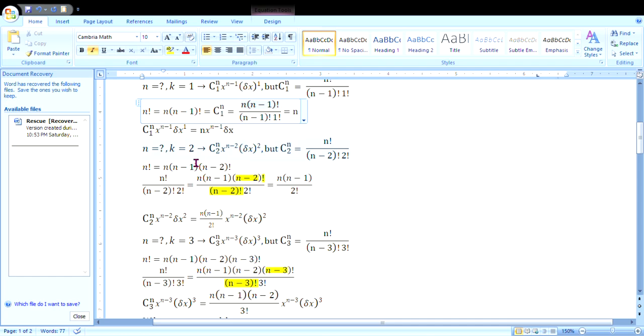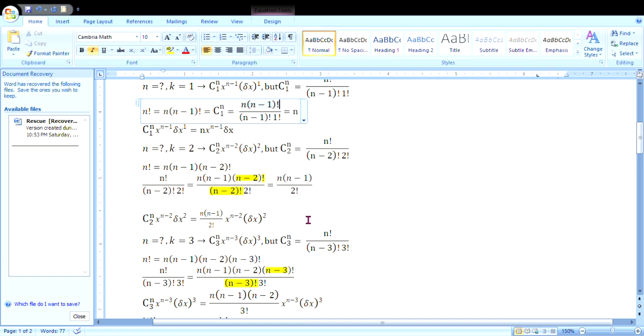Let's look at when k is 2. Our expression becomes n combination 2 x raised to power n minus 2 delta x squared. n combination 2 can also be expressed like this: because we have n minus 2 factorial at the denominator, we also expand n factorial at the numerator to aid simplification. So the expression becomes n into n minus 1 into n minus 2 factorial, so that n minus 2 factorial will go off with n minus 2 factorial, and this becomes n into n minus 1 divided by 2 factorial.